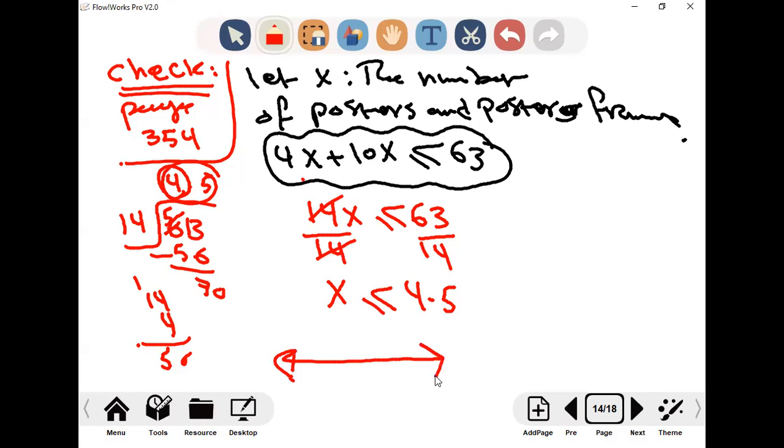If you want to graph it, this is the 4.5. The possible greatest number is 4. But how much money will he have left if he buys 4 posters and 4 poster frames? Let's apply here. 4 by 4, 16, and 10 by 4, 40, and 16.